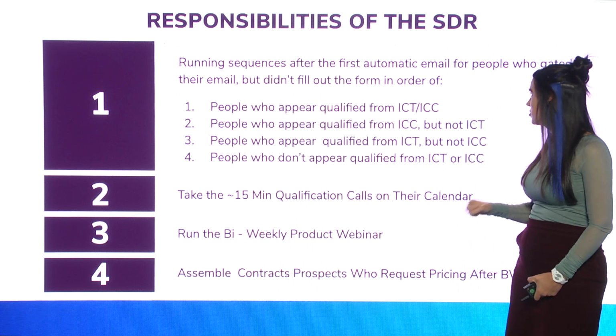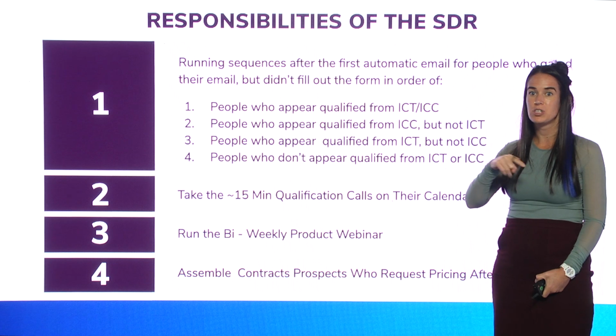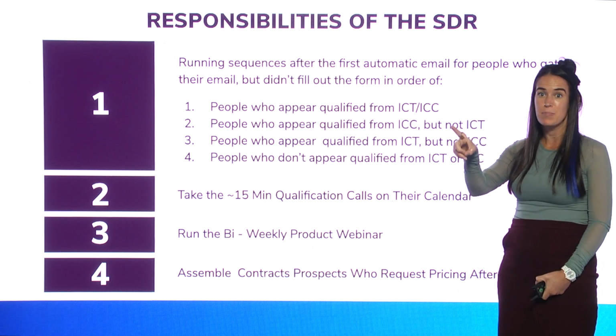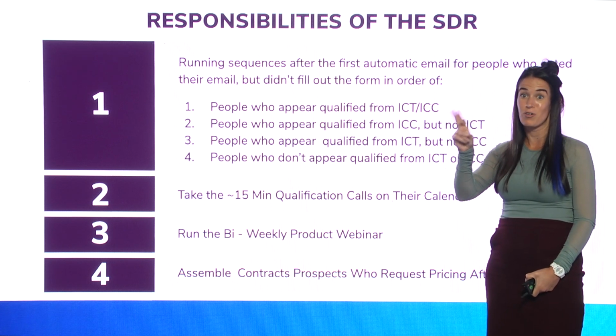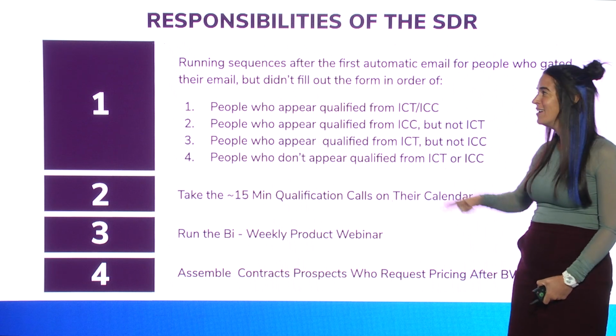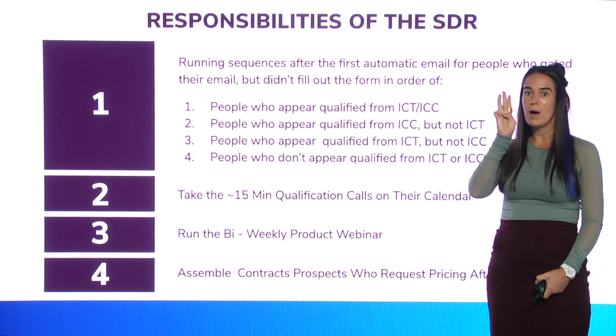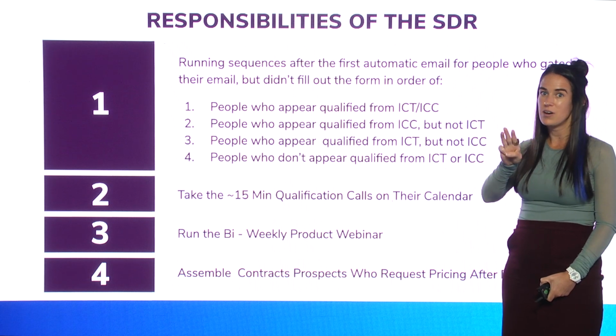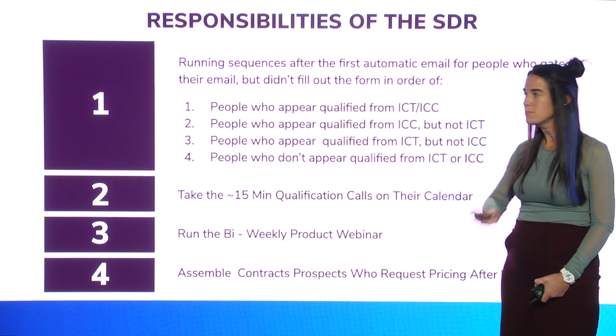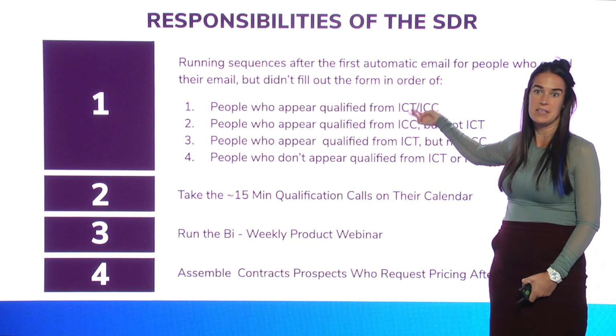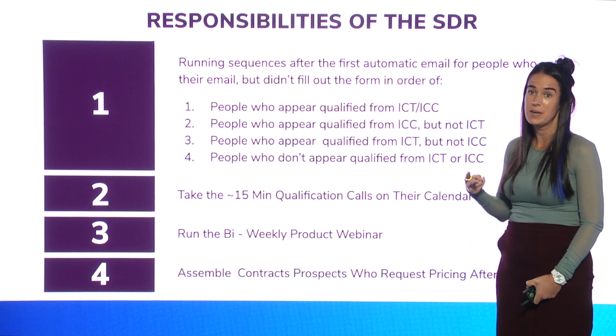The second sequence, you're going to have people who appear to be qualified from the company perspective, but not the title, based on your Crunchbase data that you fed through. The third sequence is people who appear qualified in terms of title, but not in terms of company. And you can switch 2 and 3 around based on whichever is more important to you, title or company.